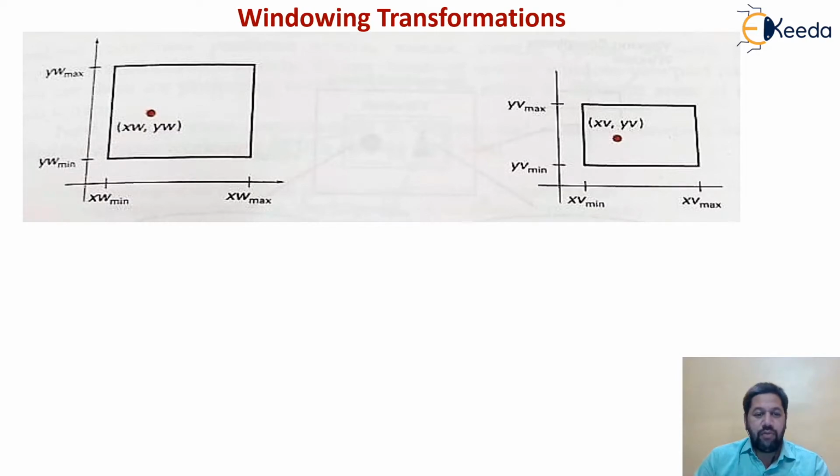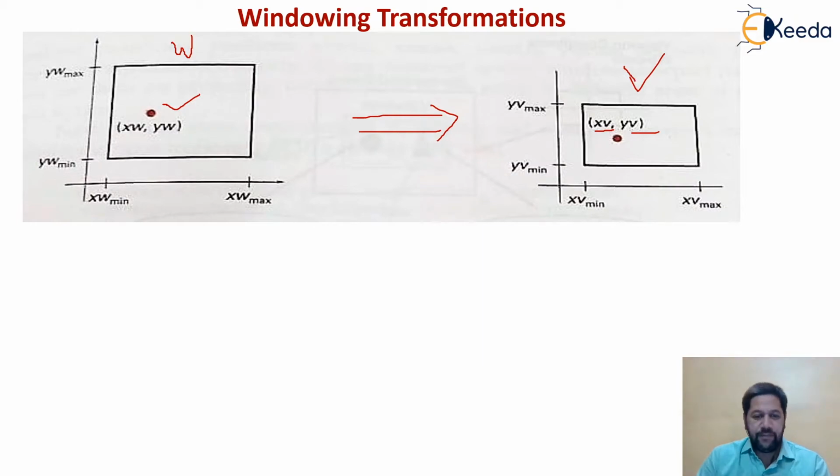Okay, again I'm having the same diagram with me because we have to refer to this diagram and convert this point. Our aim is to convert the point xw comma yw, which is represented in the window, to the point xv comma yv represented in the viewport.